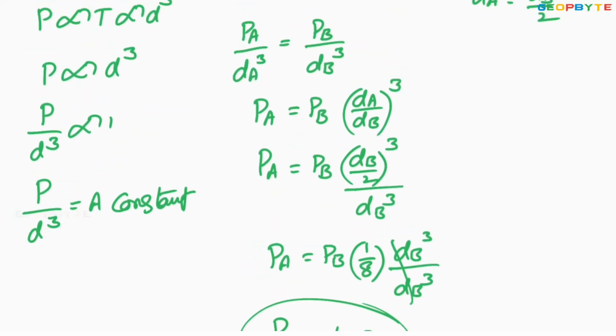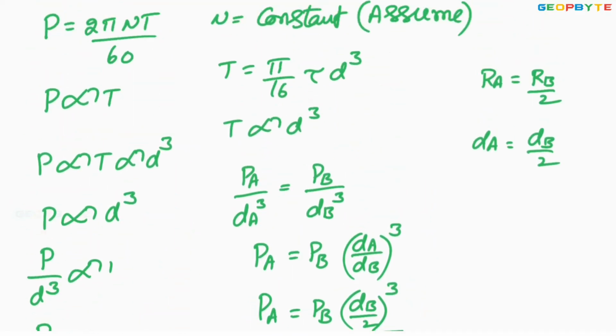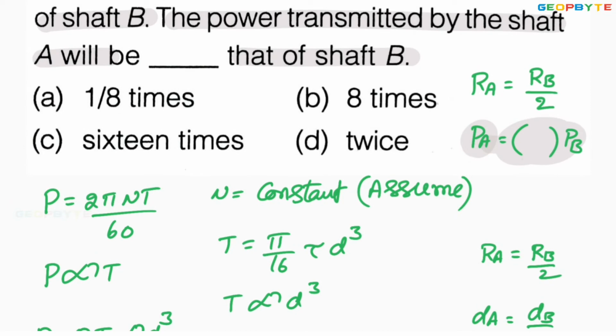Therefore, the answer is, look at the answers, 1 by 8 times that of B. Option A is absolutely correct. Look at option A. Option A is absolutely correct. I hope you got my point. Let us take one more problem.